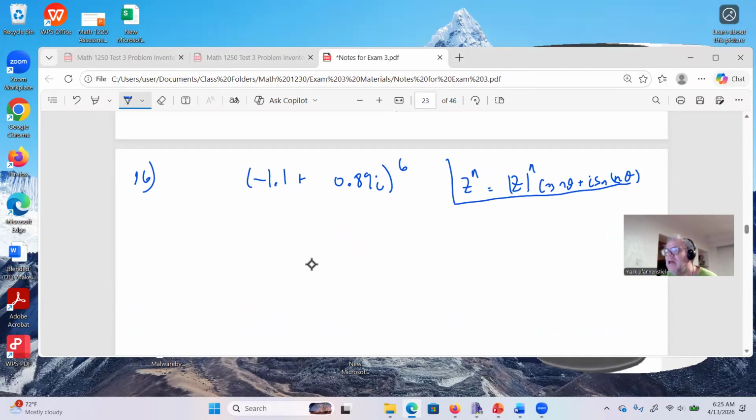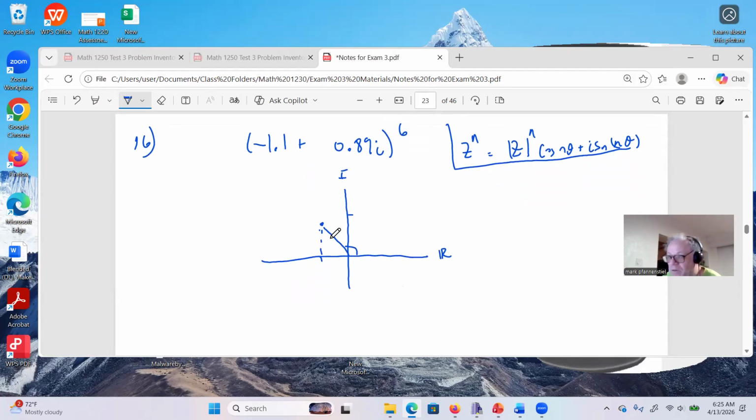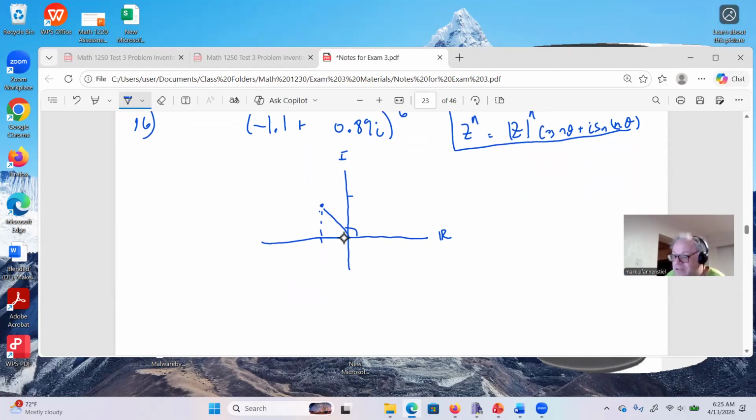Okay, please don't. So the idea here is let's go ahead and graph this thing so we can see what we're looking at. Okay. So we're going to graph this on the real imaginary coordinate plane. So we're going to go negative 1.1 and up about 0.89. So we're looking at the polar form of this number looking like it's over here. Okay. So the first thing I want to do is figure out the modulus of this complex number or the absolute value. It's just the distance between 0 and that number.